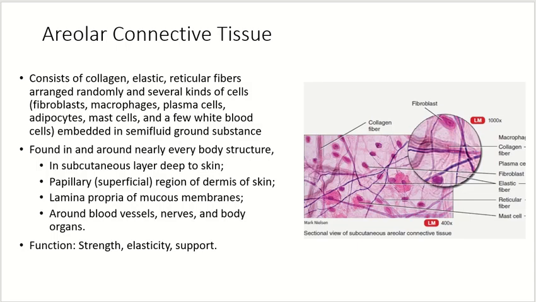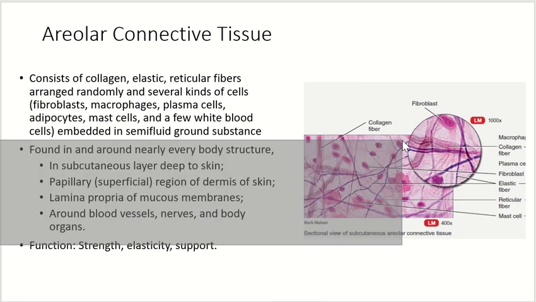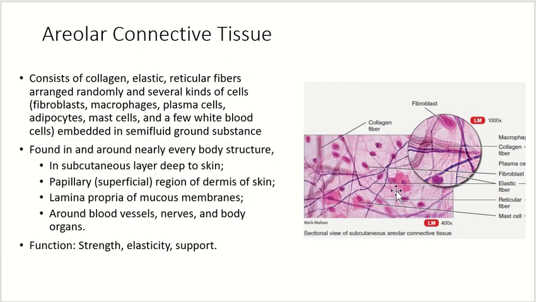So our areolar connective tissue is going to consist of collagen, elastic, and reticular fibers, so all three types of fibers. These are going to be arranged fairly randomly and are going to have several different types of cells embedded in a semi-fluid ground substance. All right, so you can see the structure here.